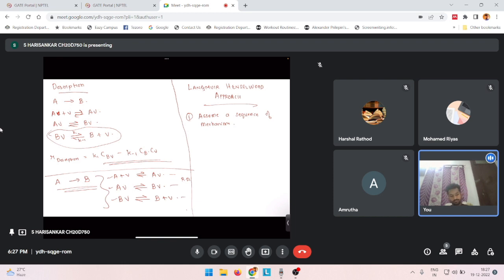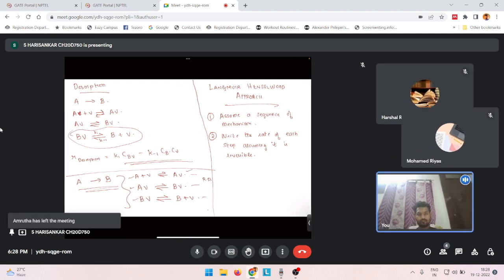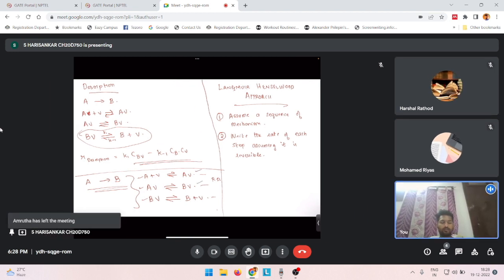Okay. Now the second step is to write the rate of each step, assuming it is reversible. So that is also what we just did. So the first step is we had to assume three steps, which is adsorption, then the surface reaction, and then the desorption. So we assumed the sequence of these three steps.